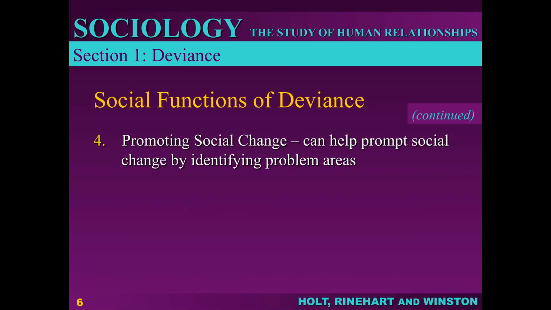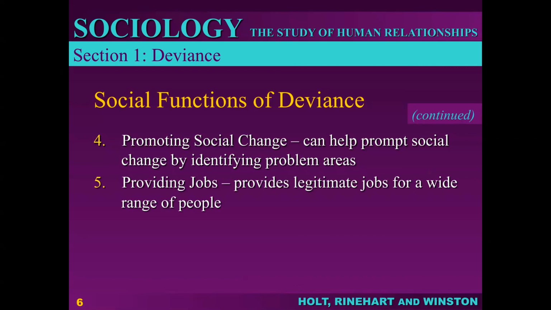Deviance helps to promote social change. It can help promote social change by identifying problem areas. Also, deviance works to provide jobs. It provides legitimate jobs for a wide range of people. Depending on the severity of deviance, we have people who need to be arrested. Once one is arrested, one goes to court. After one goes to court, there's a possibility of one going to jail. The arresting police officer is a legitimate job. The lawyers and the judges are legitimate jobs, and the prison guards and the prisons themselves all provide legitimate jobs. So deviance, in a sense, does provide jobs for a wide range of people.